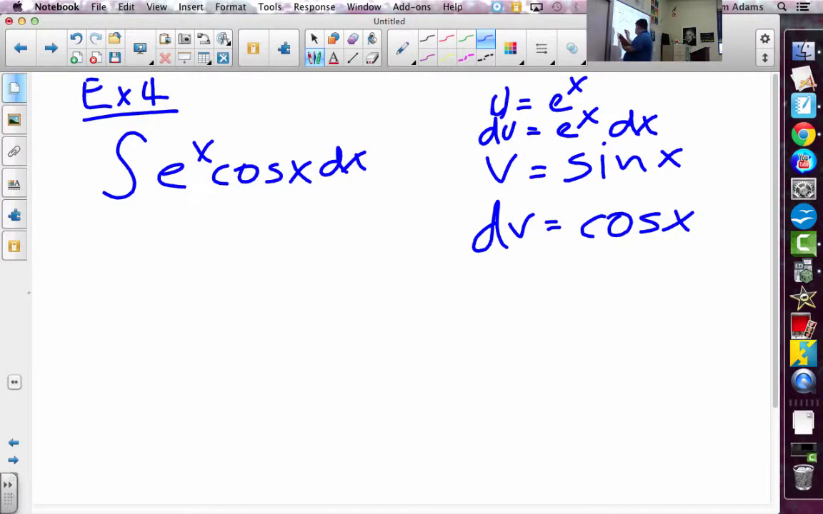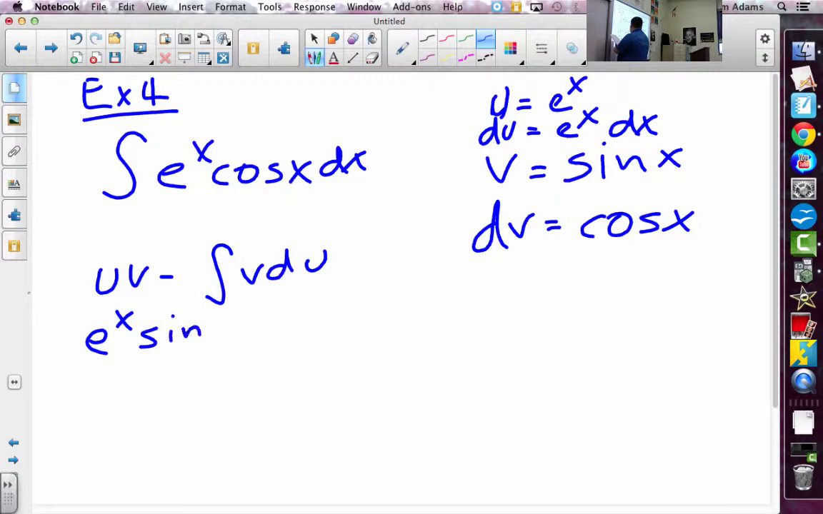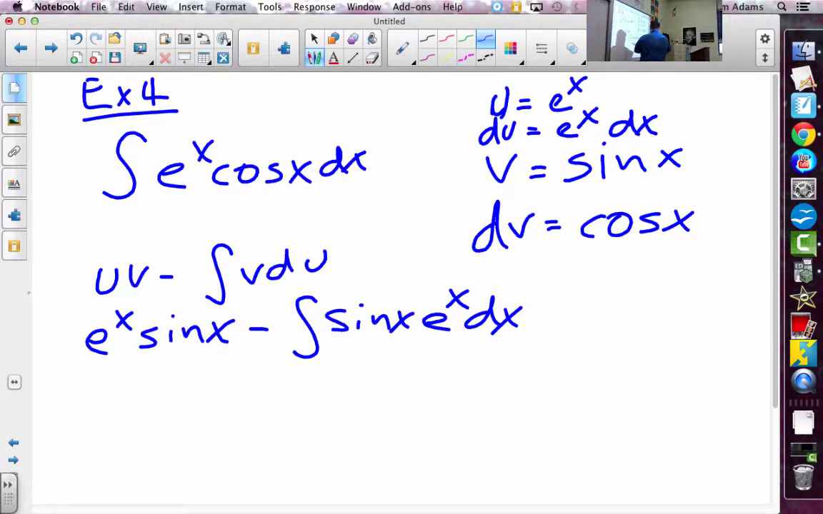So to find the integral, I'm just going to say uv minus the integral of v du. All right, so e to the x times sine of x minus the indefinite integral of sine of x du, which is e to the x dx. Now the problem with this is we don't change anything, and now I'm going to integrate by parts again.